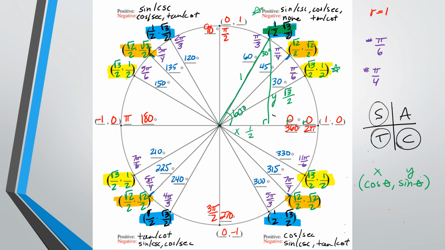Okay, so let's go back and talk about signs. In quadrant 1, everything is positive. In quadrant 2, in order to get to our points, we'd be going left and up. So that means our x values are all going to be negative, and our y values will all be positive.